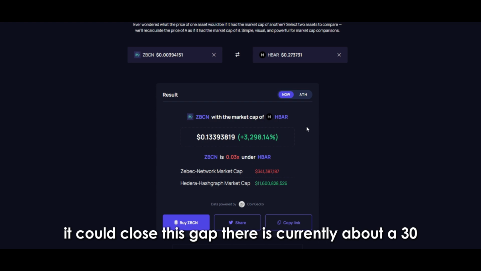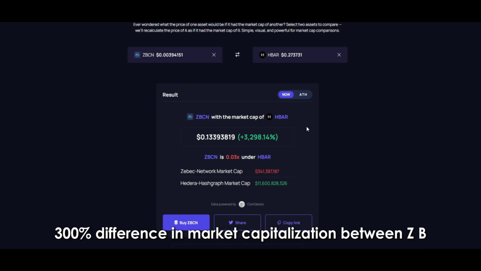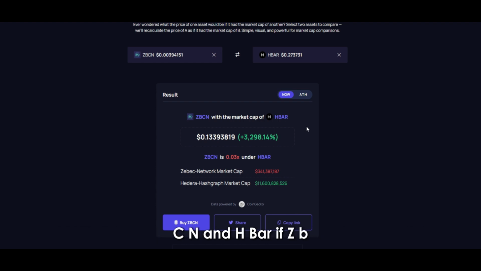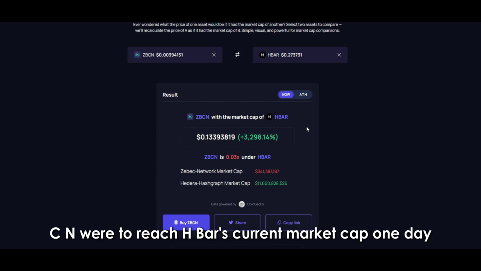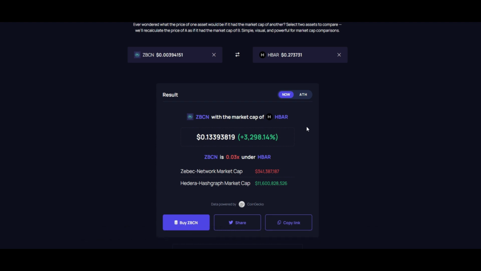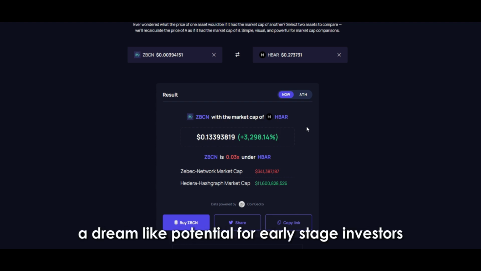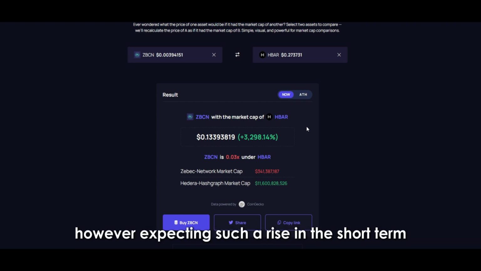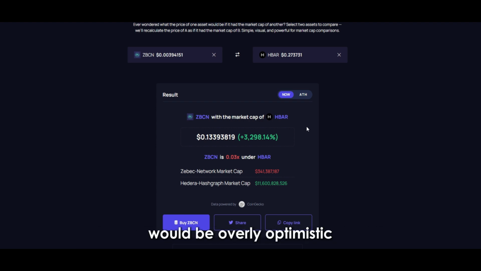There is currently about a 3,300% difference in market capitalization between ZBCN and HBAR. If ZBCN were to reach HBAR's current market cap one day, it could yield approximately 33x returns for its investors. This would represent a 3,300% increase, a dreamlike potential for early-stage investors. However, expecting such a rise in the short term would be overly optimistic.